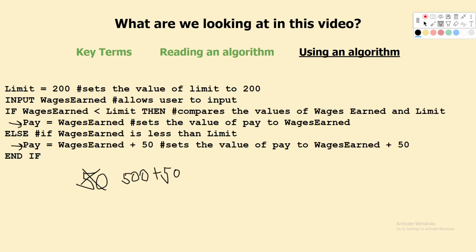So when I'm using this algorithm, I could just change the limit. If I change the limit and I set that to 100, it's going to make this line here a lot more difficult to trigger because the wages earned has to be lower. And again, if I change that to greater than instead of less than, we can see if wages earned is greater than limit, pay equals wages earned. So what this is doing by changing this symbol here, it's rewarding people by giving them extra pay for completing less work because we've changed the less than into a greater than.